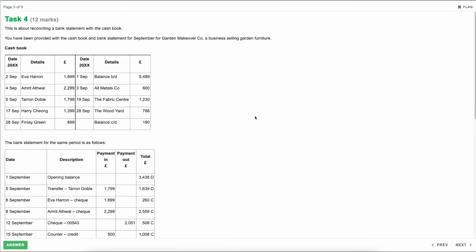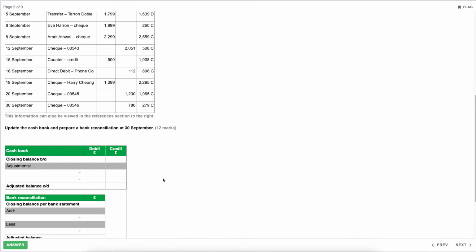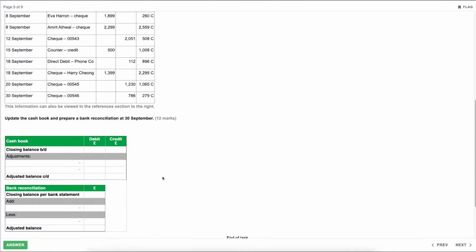So then on to task 4, which is worth 12 marks. This task is about reconciling a bank statement with the cash book. You've been provided with the cash book and the bank statement for September for Garden Makeover Co., a business selling garden furniture. You can see here we've got the cash book and then we've got the bank statement. So our first task then, it states update, well, first and last task by the looks of things, update the cash book and prepare a bank reconciliation as at the 30th of September.